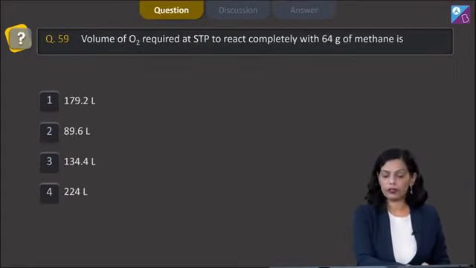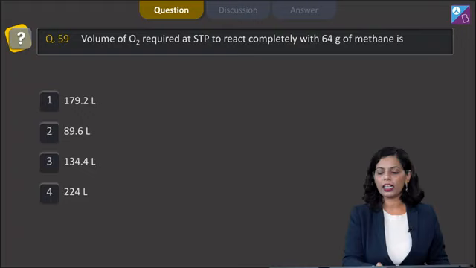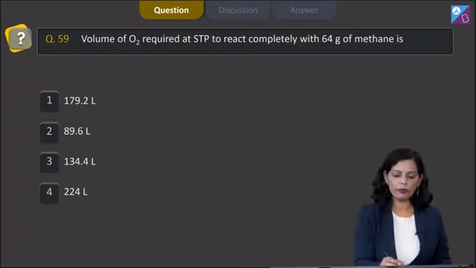Now the turn for the next question. This is question number 59. It says, volume of oxygen required at STP to react completely with 64 gram of methane is. So in this question you have methane.